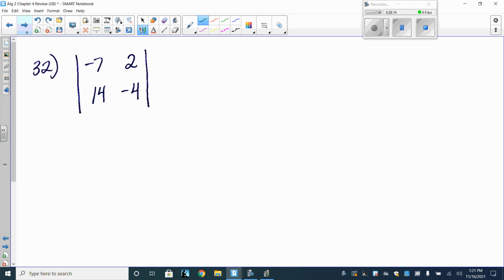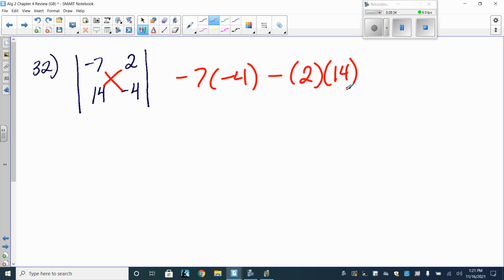That's fine. Now 32, doing this one in the calculator or doing it by hand, neither one's going to be faster than the other. Because if we do it by hand, we're doing kind of the cross method. We'll have negative 7 times negative 4 minus 2 times 14. Now this one here, you do need to be careful, especially if you're doing it by hand. The sign doesn't just change. The only way that the sign in the middle is going to become positive is if 2 times 14, these second two numbers, when multiplied, give us a negative. Because if we have a subtraction of a negative, then the signs would change.